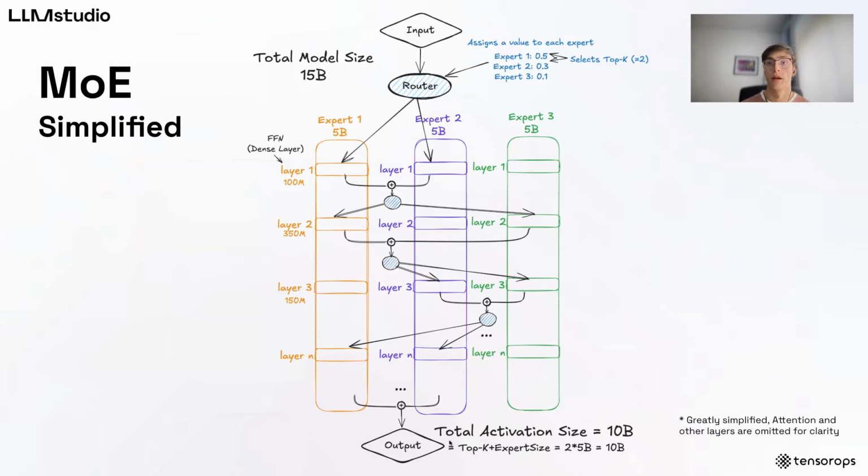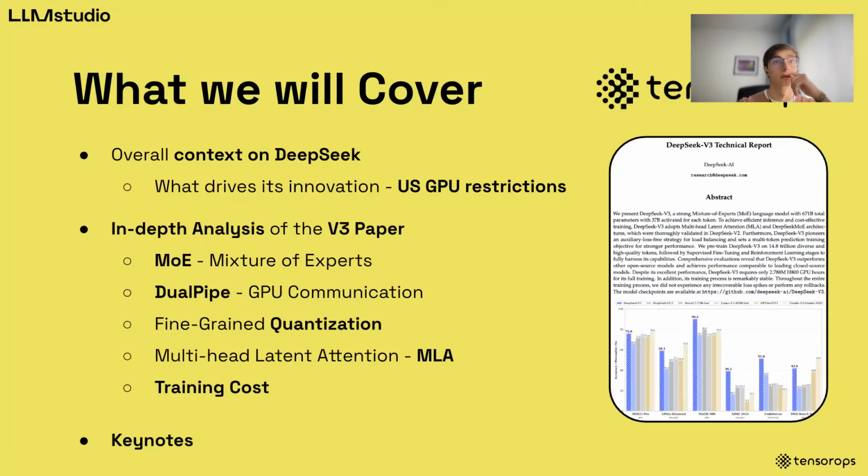Now, the total activation size, meaning the amount of computation that we had to make, is equal to having a model of 10 billion. Why? Because at each point, we're not passing through the 3 experts at a time, we're passing through 2 of them because top K is 2. So we get top K times expert size, and we get the 10 billion. And this is exactly what makes, for example, DeepSeek that efficient. When I showed you in the beginning, okay, let's go here.